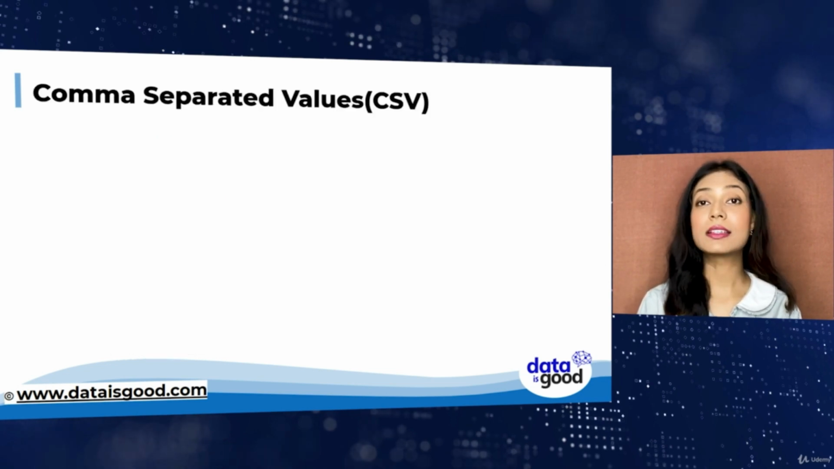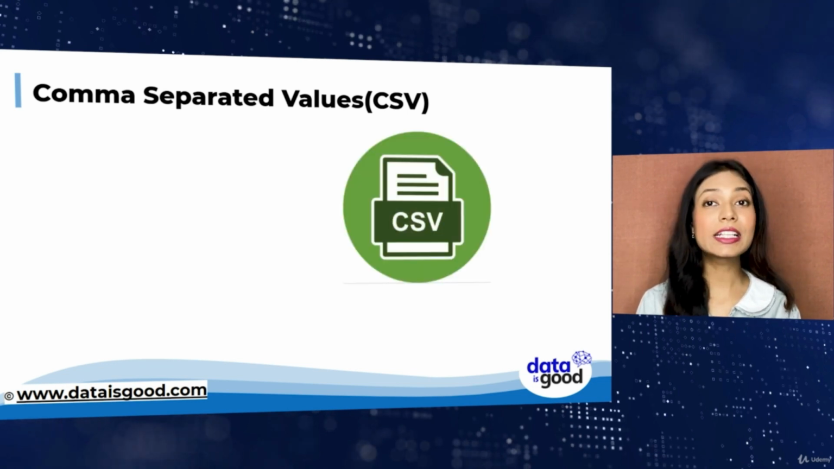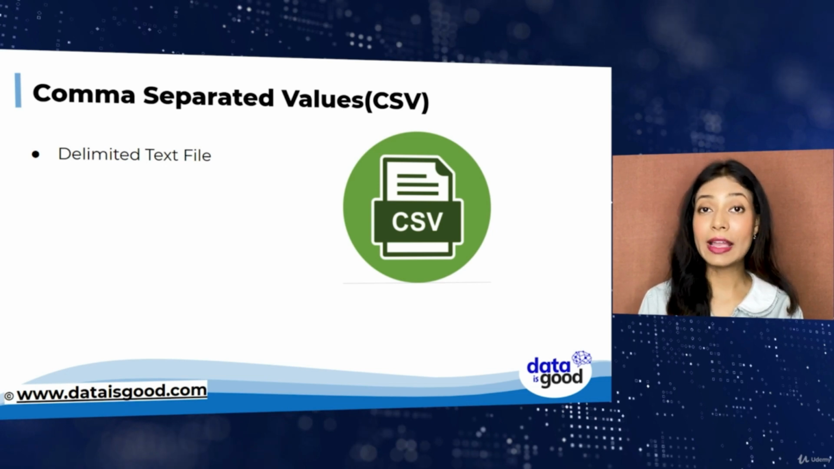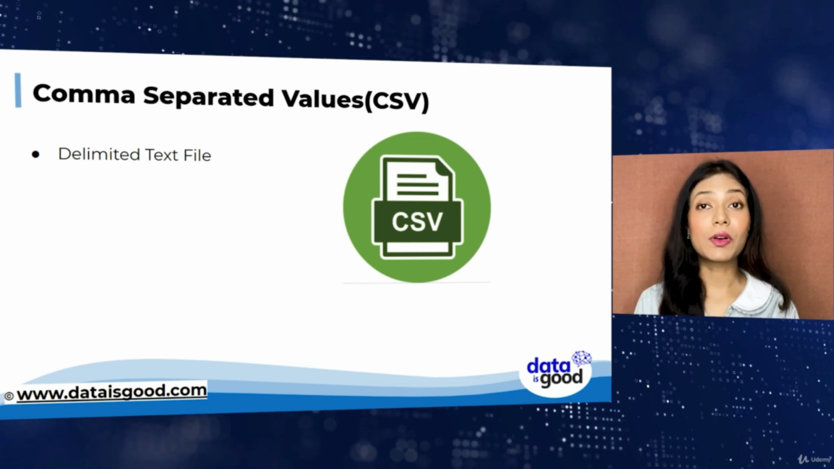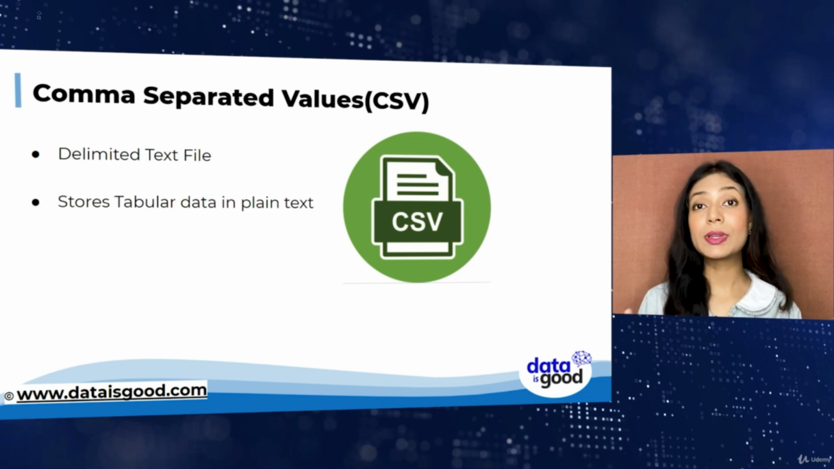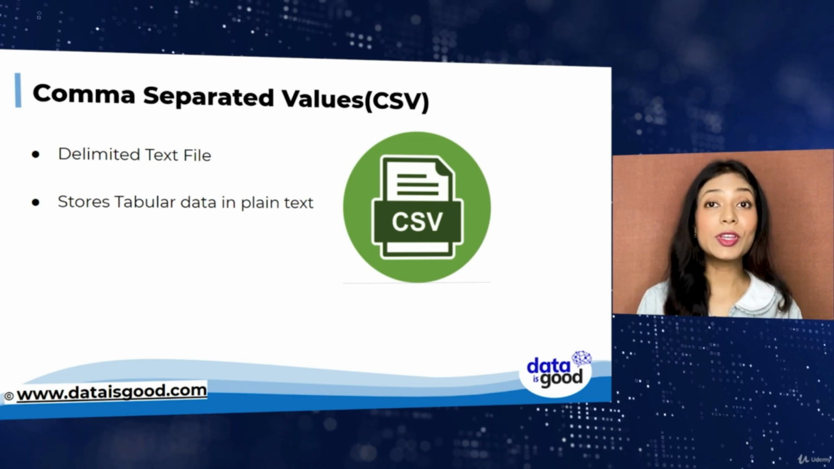The next file format is CSV format, that is, comma separated values. A CSV file is a delimited text file that uses a comma to separate values. Each line of the file is a data record. Each record consists of one or more fields separated by commas. The use of the comma as a field separator is the source of the name for this file format. A CSV file typically stores tabular data, that is numbers and text, in plain text, in which case each line will have the same number of fields.